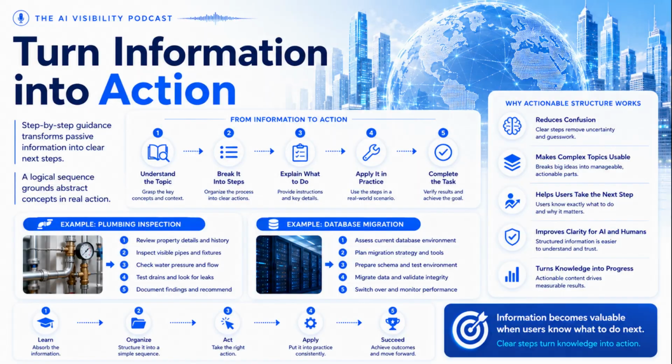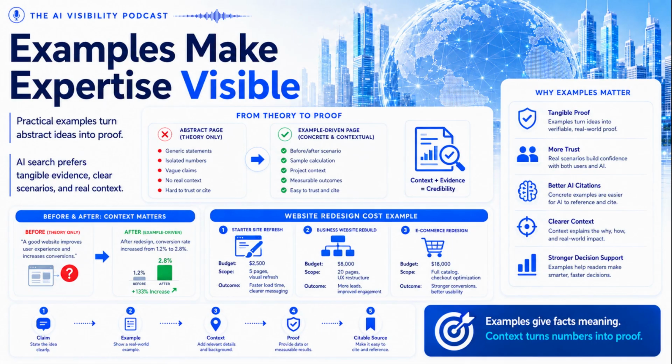Oh, of course. So, after establishing a shared vocabulary with definitions, Schneppat moves to step-by-step explanations. You must turn passive information into concrete action. Give them something to do. Exactly. Whether you are explaining how to prepare for a plumbing inspection or how to migrate a database, a logical sequence grounds the abstract concepts. And to anchor those steps even further, Schneppat says practical examples are non-negotiable. Like, a theoretical page without examples is just noise. AI search systems rarely cite purely abstract pages. They look for tangible data. Give me the proof.